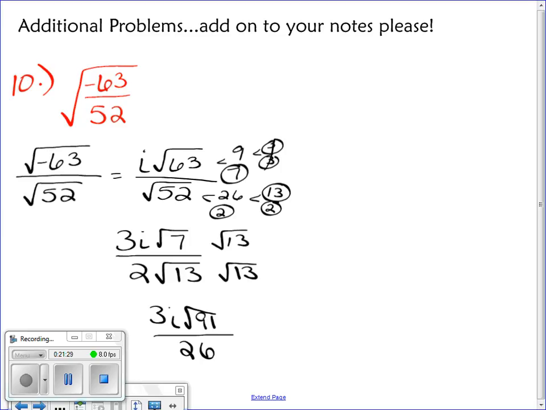91, is that going to give me any pairs? I just came from here. 7 and 13 is the only pair that multiplies, so there's no pairs. That's as far as that one goes.